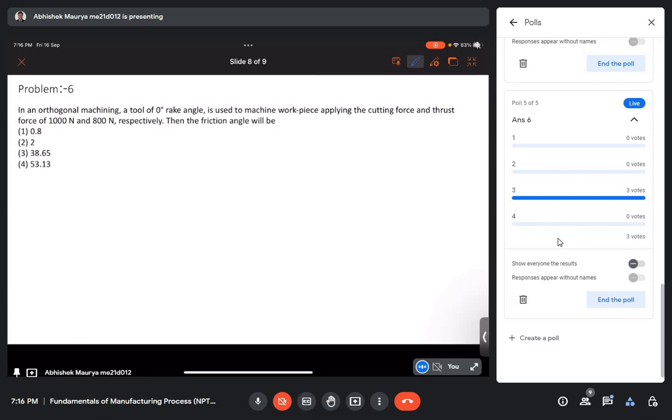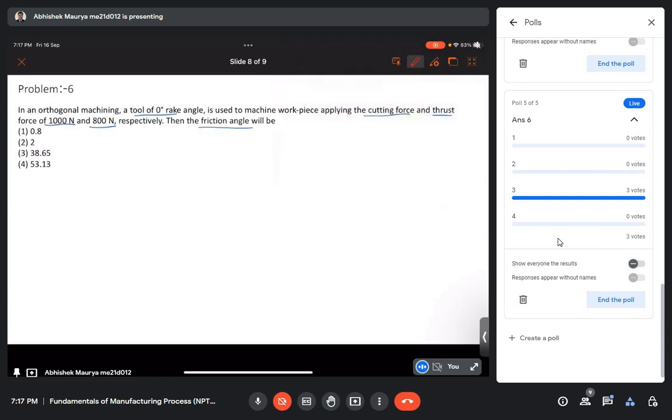Again, it is given that in orthogonal machining, a tool of 0 degree rake angle is used to machine the workpiece by applying a cutting force of 1000 newton and thrust force of 800 newton respectively. And what has been asked? It has been asked the friction angle. Again, let's quickly try to see schematically what is given and what has been asked. So we will draw a general cutting process.